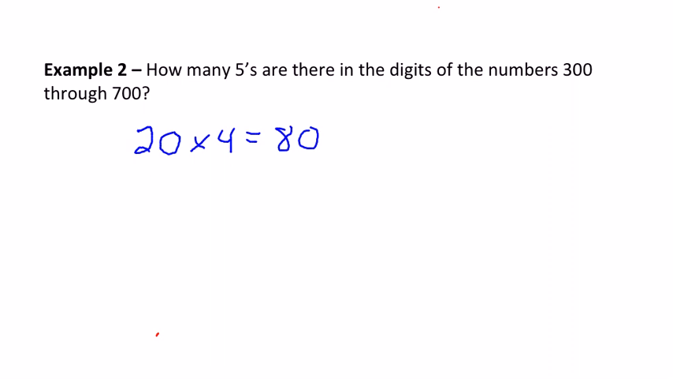And then you have to remember the hundreds digits, and because the 500s are between 300 and 700, you have to add an additional 100 5s for the 500s, and so you end up with 180 times from 300 to 700. If you had to list them out, would you have to write a 5?